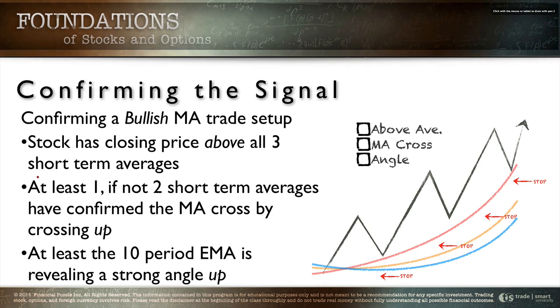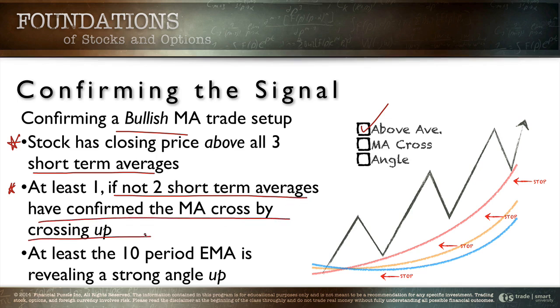Here's how we're going to confirm the bullish trade setup. Then we'll look at the bearish one. Confirming the bullish trade setup. The stock has, number one, closed above all three short-term averages. Check. When we close above all three short-term averages, that's the first thing. Next, at least one, if not two, short-term averages have confirmed the moving average cross by crossing up. Check. If you don't have the moving average cross, you are jumping in a little bit early.